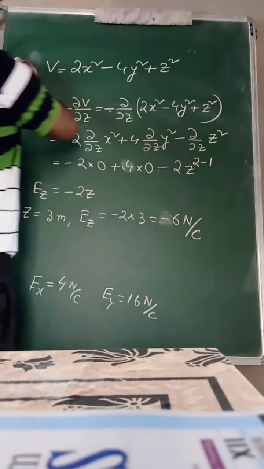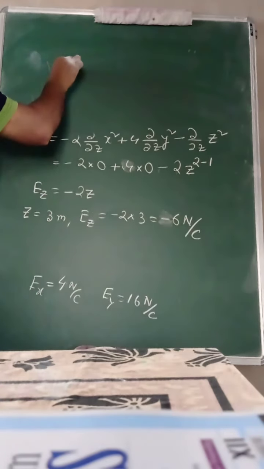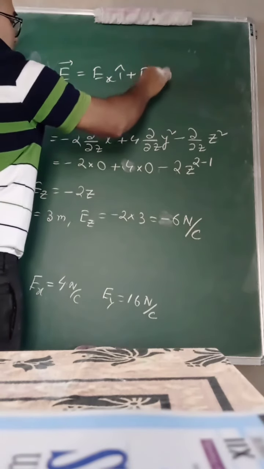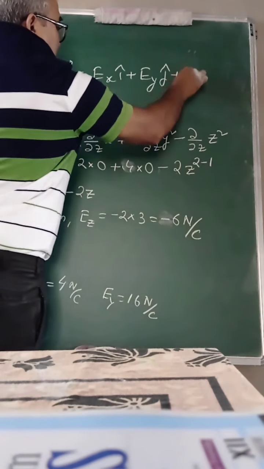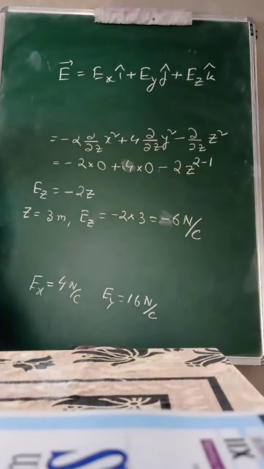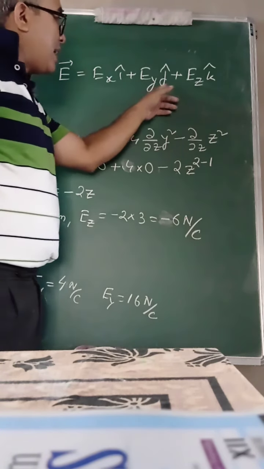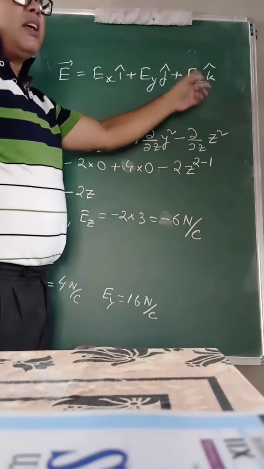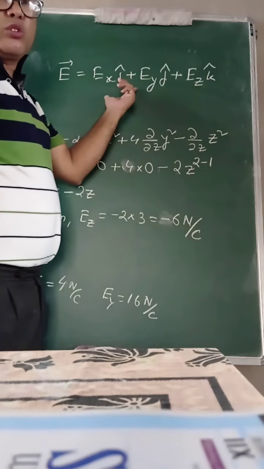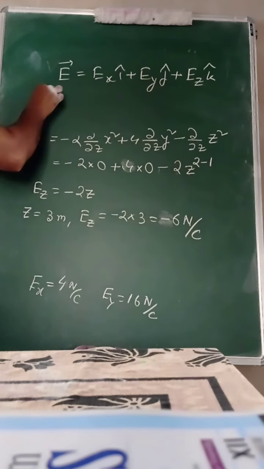Okay. Now what is the electric field? E is equal to Ex I cap plus Ey J cap plus Ez K cap, because electric field is a vector quantity. What is the unit vector along the x-axis? I cap. What is the unit vector along the y-axis? J cap. What is the unit vector along the z-axis? K cap. It was already discussed in HS first year. I think in mathematics class also it was already discussed in our college. So therefore, what is E?